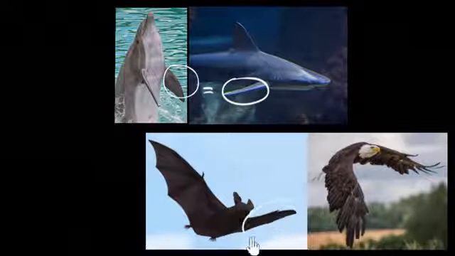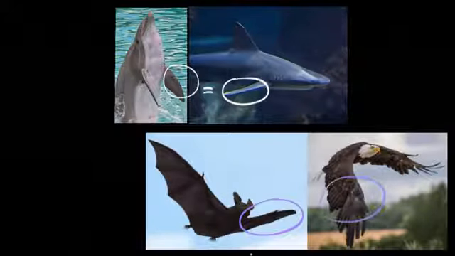And similarly, if you look at the wings of a bat and the wings of, say, an eagle, again, both are used for flying. They look kind of similar. We might say they are related to each other. But it turns out that in reality, they are not as closely related to each other.